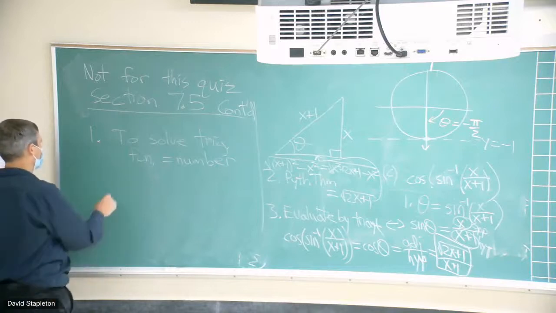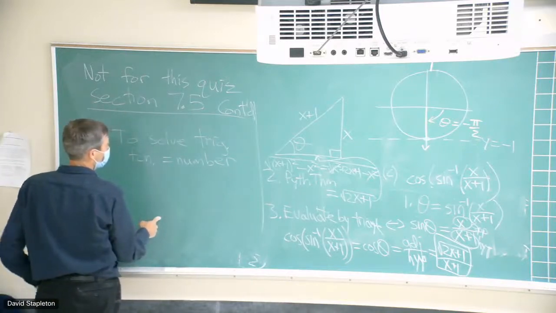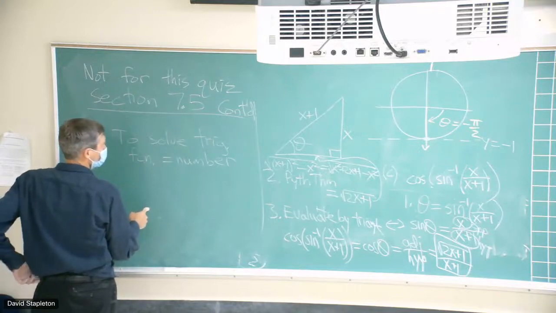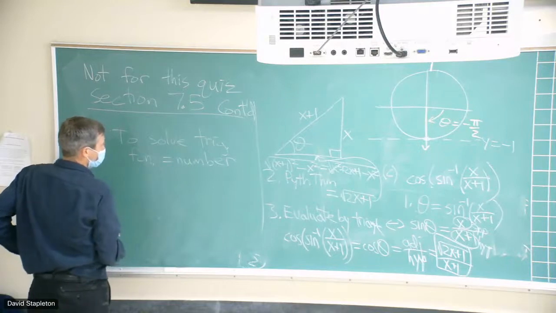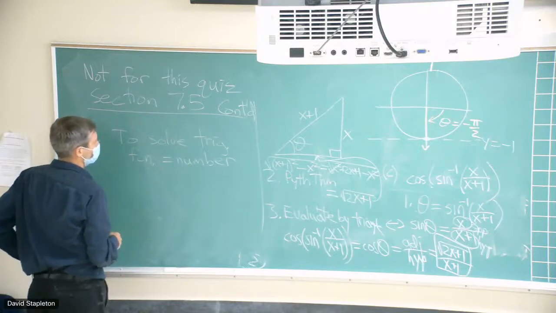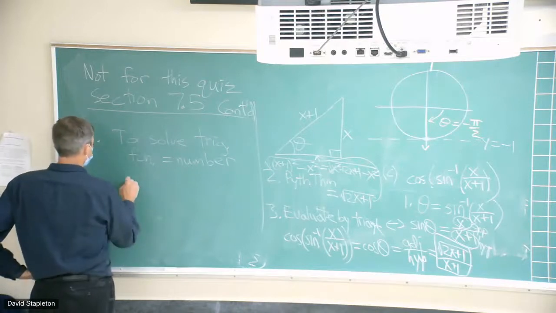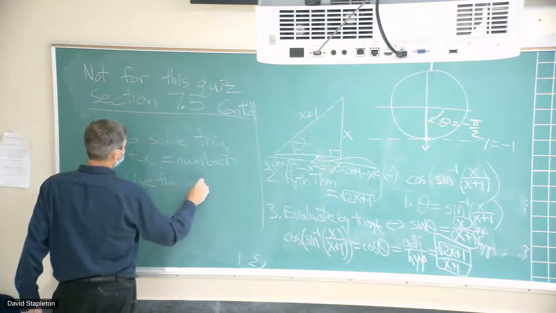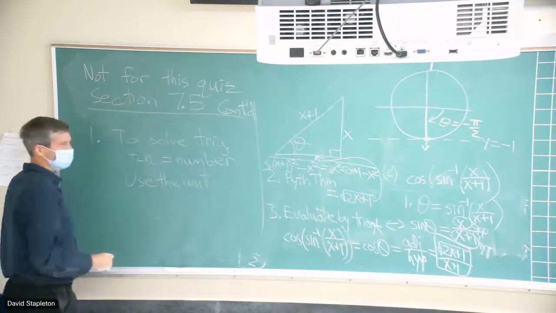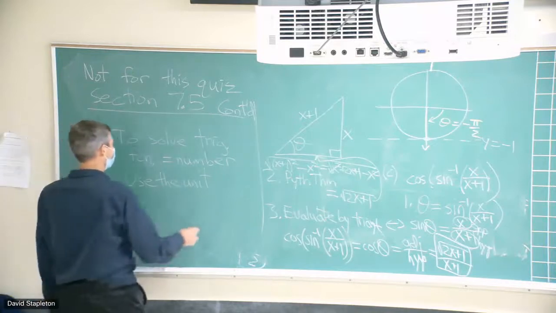Remember, an inverse function will give you one answer always. We want to find all solutions. I'll say use the unit circle. Again, if any of the quiz things are in doubt, just draw the unit circle, maybe you'll get part credit. So use the unit circle.